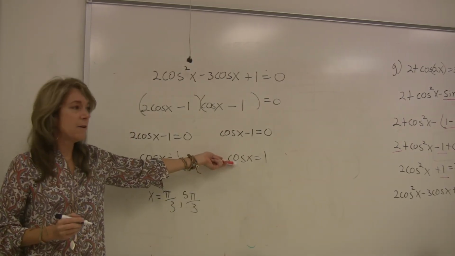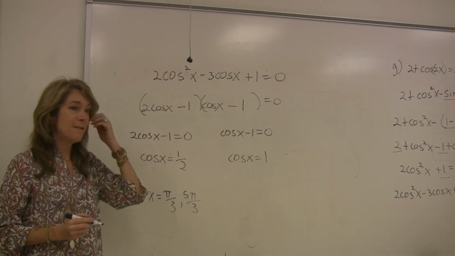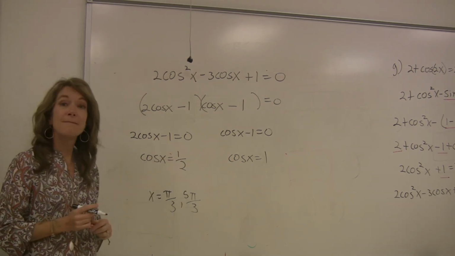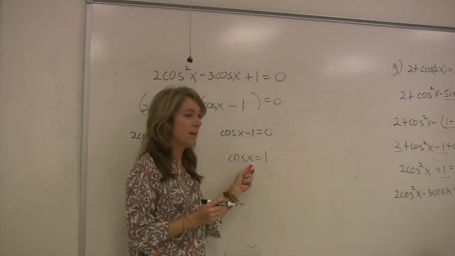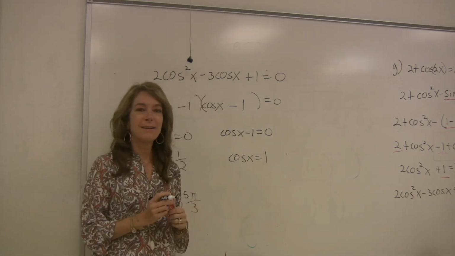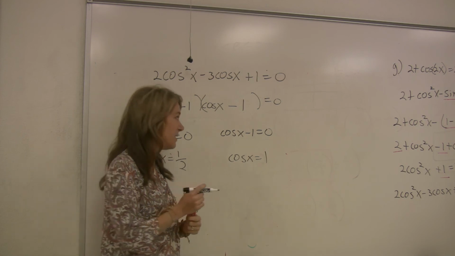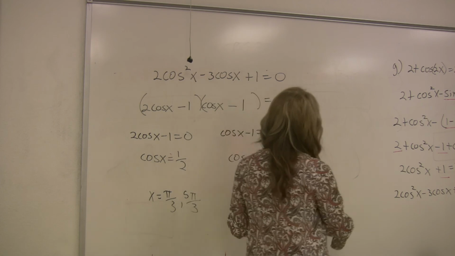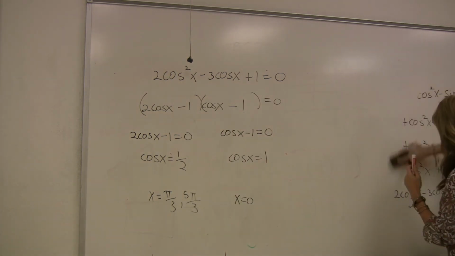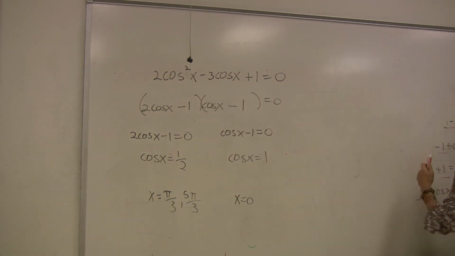What's the answer to that one? 0? It's just 1, isn't it? This is saying what angle has a cosine of 1? 0 is one of them. Is there another one? 2 pi, but remember our directions were to stay within one revolution.